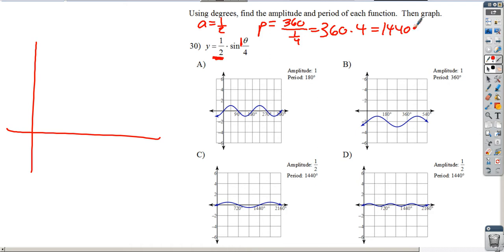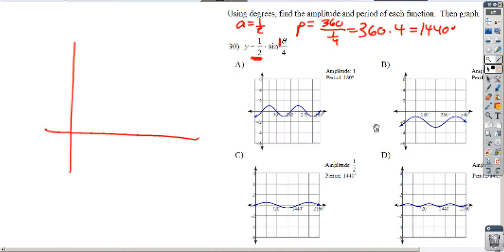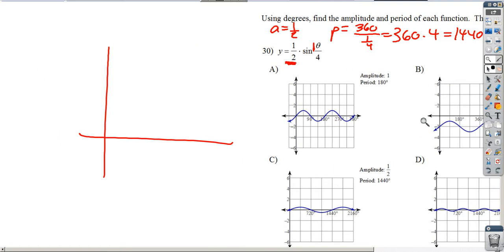Okay, so let's start to set up our graph, and then we have the period. We don't have any shift right or left. There's nothing happening in the parentheses. So when we start our table of values, we're going to start at the value that makes the theta part of this equation 0. And the only way to make that 0 is with 0.